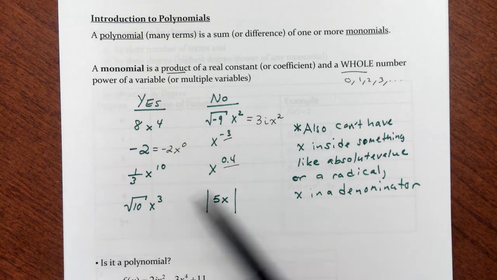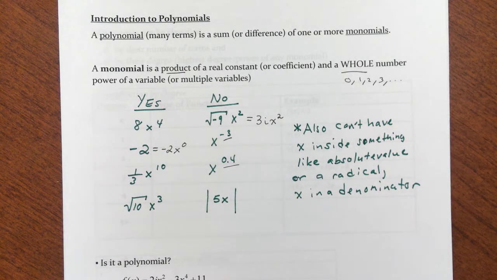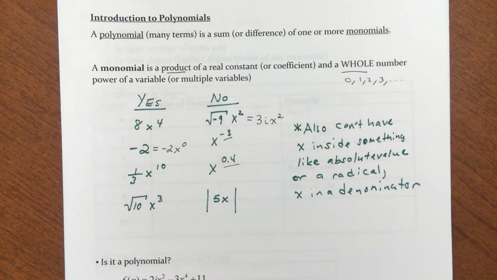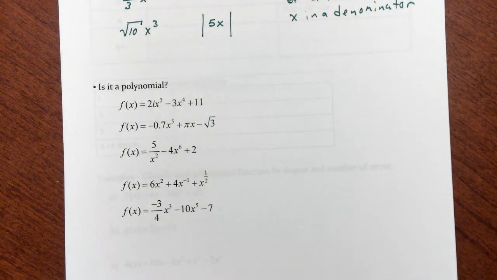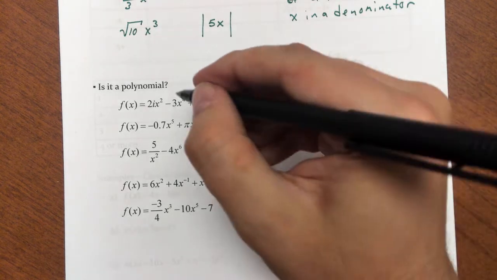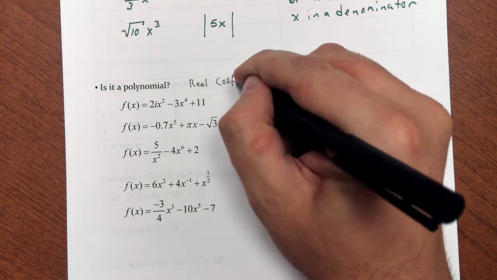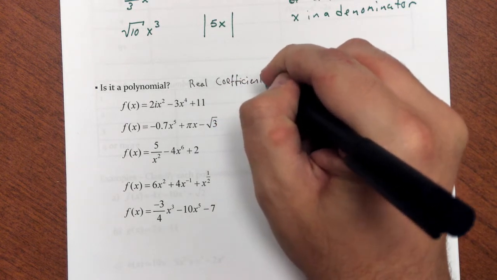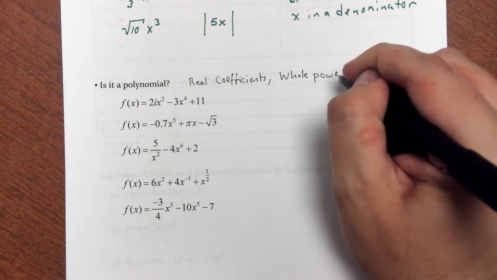Each monomial is a term that looks something like this, and then the polynomial is the sum or difference of such terms. So I'm going to show you 5 examples right here. Are these polynomials? Let's take a look at them one by one. If I say 2i x squared minus 3x to the 4th plus 11. Again, what makes it a polynomial? Real coefficients and whole powers of my variable.